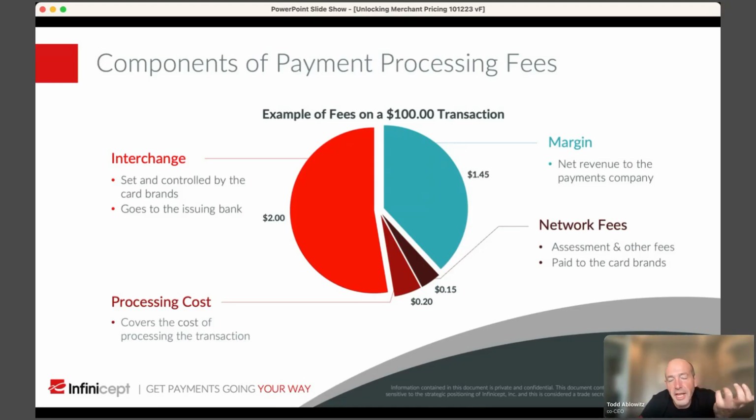So interchange and network fees are often thought of as pass-through fees. And we'll talk, when we break down a little bit more on the pricing types, that those pass-throughs are ultimately interchange and network fees.